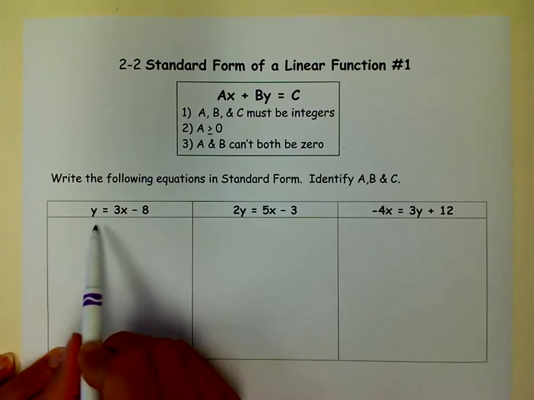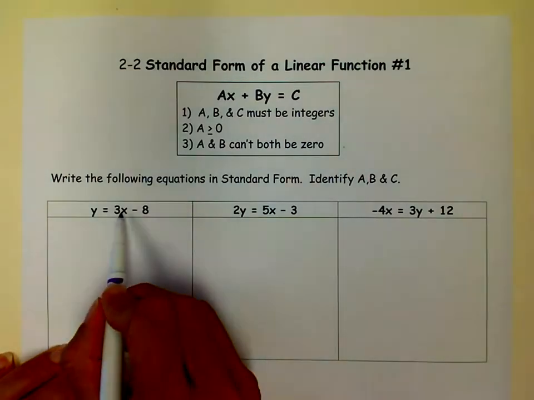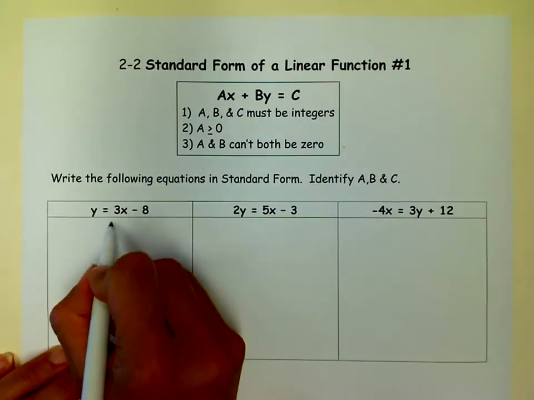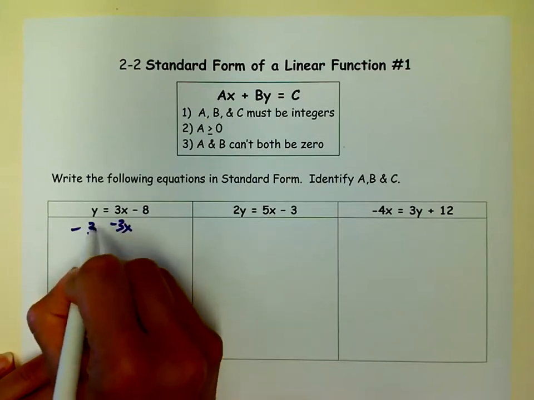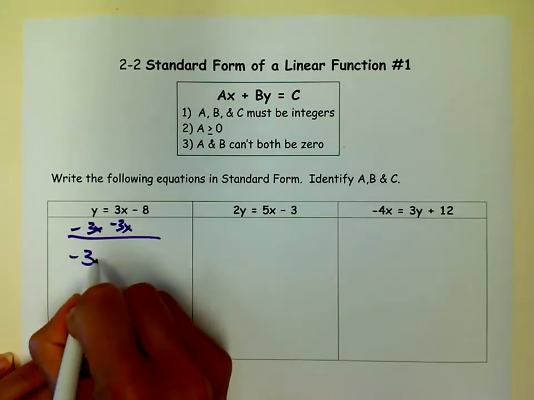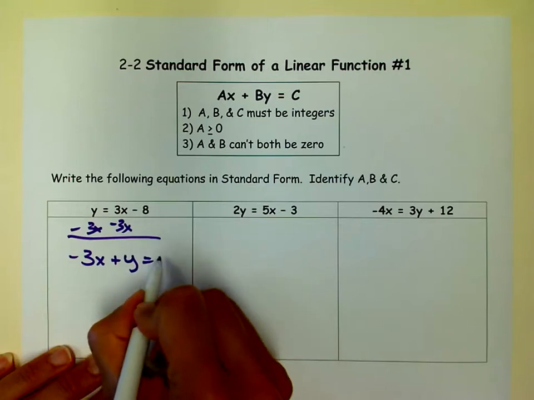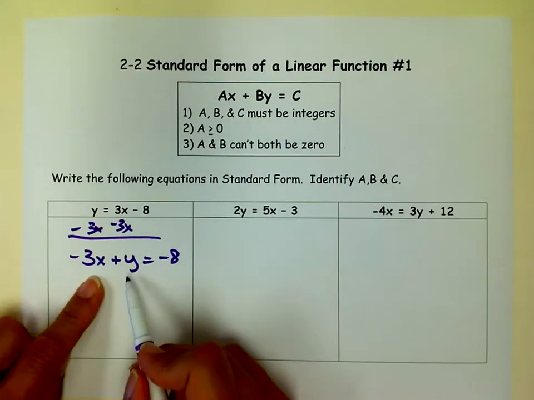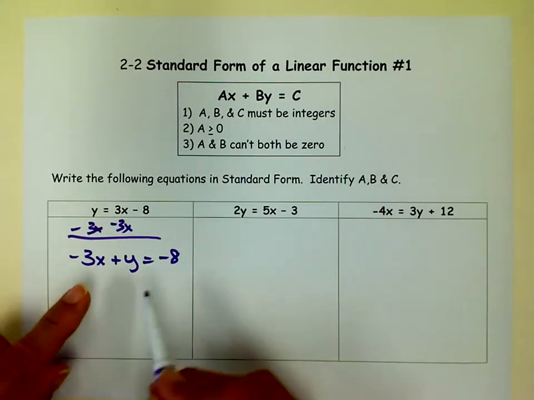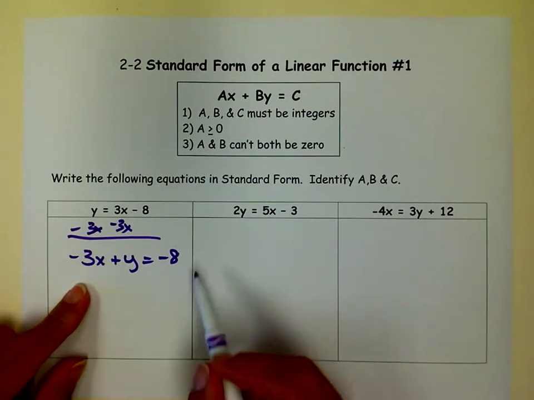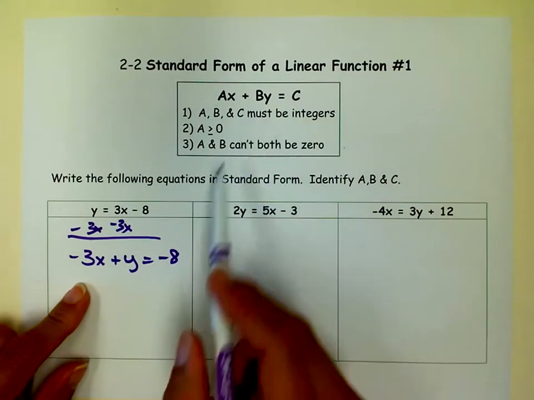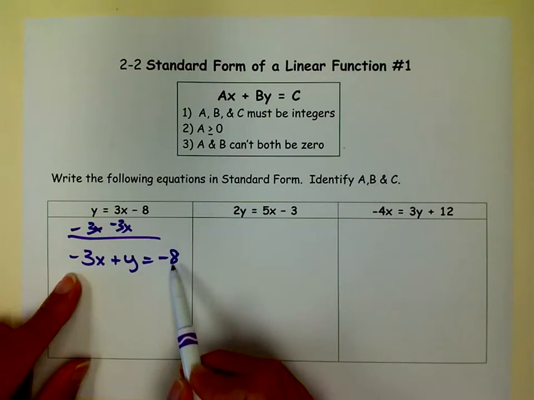So let's start with this one. It's actually in slope-intercept form. So to get it in standard form, the first thing I want to do is move the 3x over to the other side. So now I have negative 3x plus y equals negative 8. So now I have x and y on this side. They're all integers. A, B, and C must all be integers. Negative 3, 1, and negative 8 are integers.